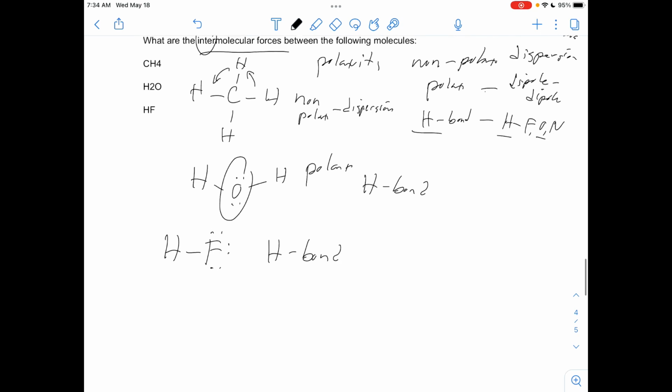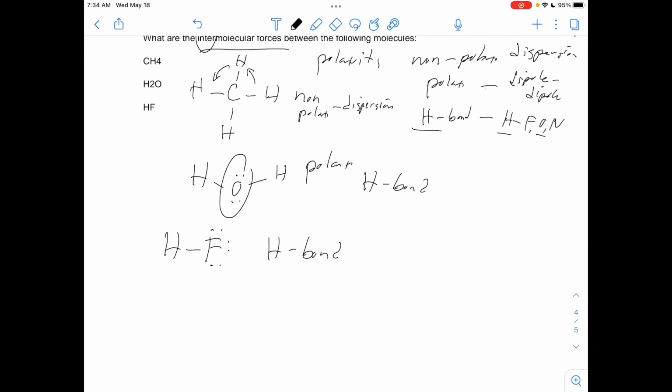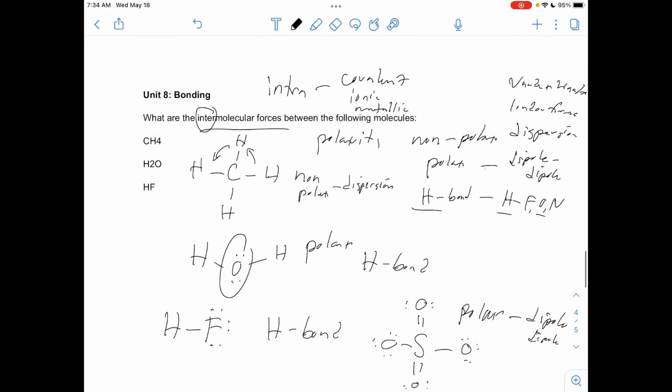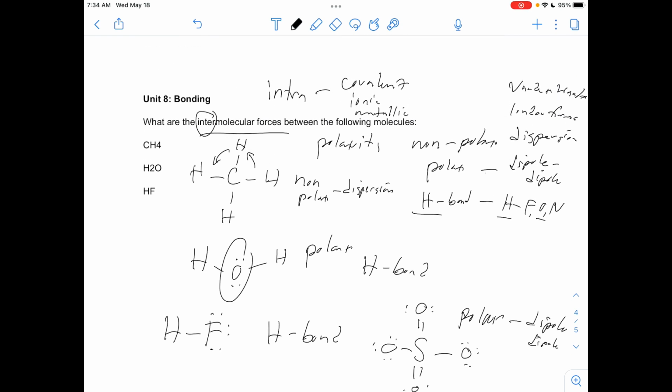So let's see, what's one that would not? Let's say we had sulfate. Notice that this is polar. It's not symmetrical. It has lone pairs. And notice it has an oxygen, but it's not bonded to any hydrogens. So this would have dipole-dipole forces. So there you have an example of each.